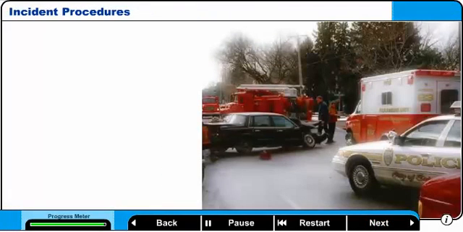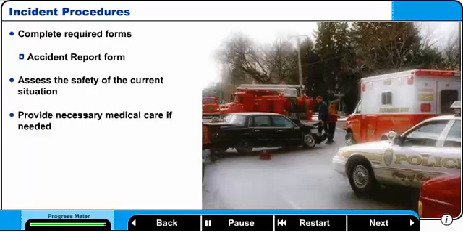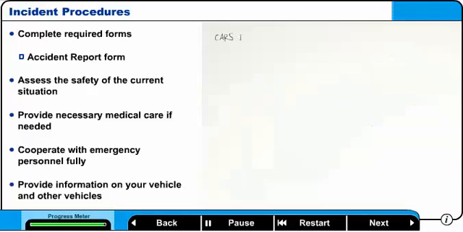Even if you follow all of the advice we've shared with you in this presentation, it's still possible that you may be involved in a traffic collision or incident. If that happens, you must follow the correct incident procedures. Complete all forms required by your organization, including a formal accident report form. Assess the safety of the current situation. Provide necessary medical care if needed and you are able to. Cooperate with emergency personnel fully. Provide information on your vehicle and the other vehicles involved.